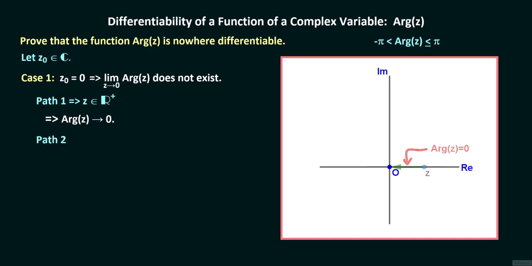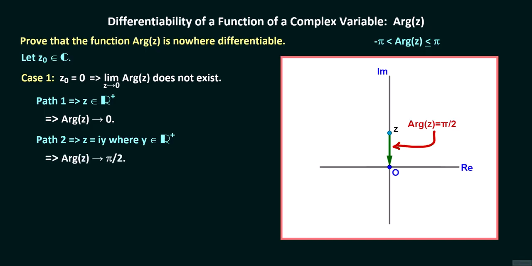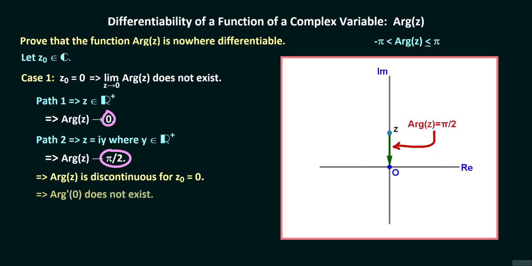On the other hand, z can be equal to i times y, where y is a positive real number, so that z approaches 0 along the positive imaginary axis, where every principal argument equals pi over 2. And so the principal argument of z tends to pi over 2 along this path. 0 and pi over 2 are of course not equal, so the limit of the principal argument of z does not exist at 0, and therefore the principal argument function is discontinuous at 0. Therefore, the principal argument prime at 0 does not exist.